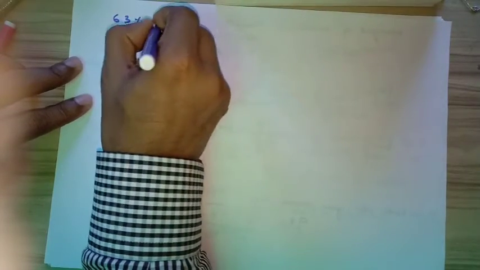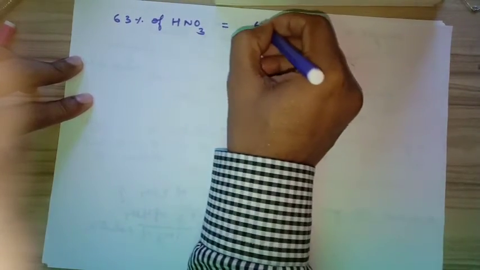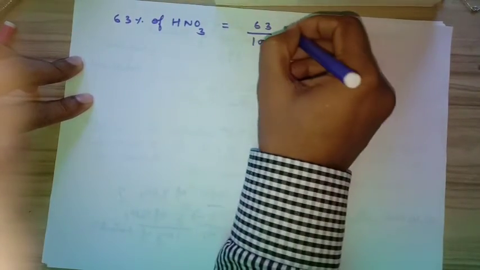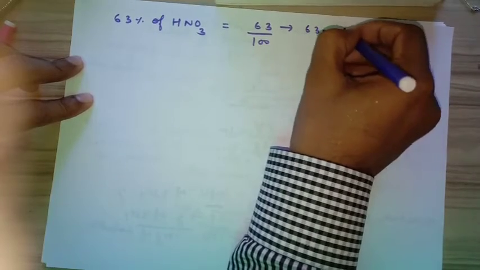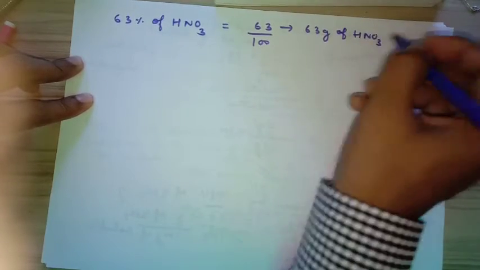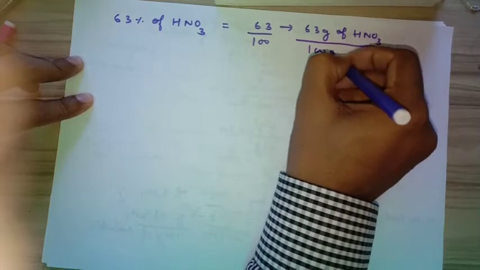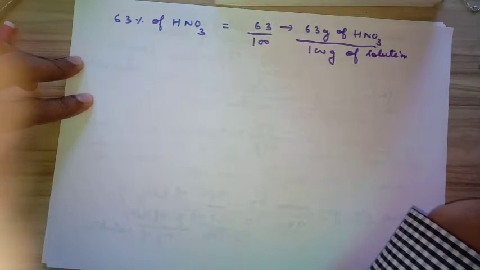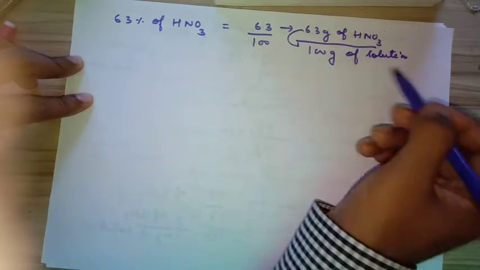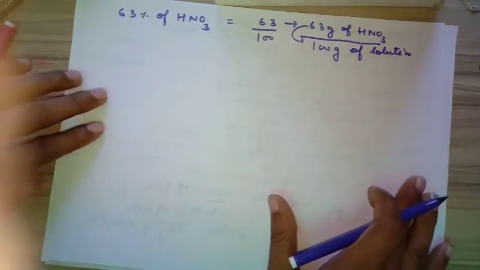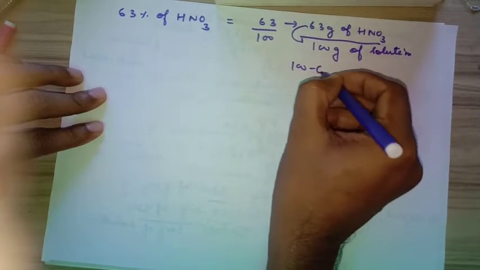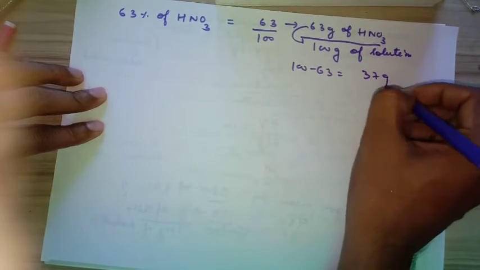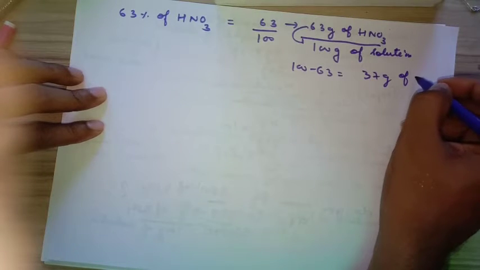We can take, suppose we take 63% of HNO3. What does it mean? It means it can be written as 63 by 100. It means 63 gram of HNO3, that is solute, is available in 100 gram of solution. So on subtracting we can find amount of solvent. So here if we subtract 100 minus 63, we get 37 gram of solvent.